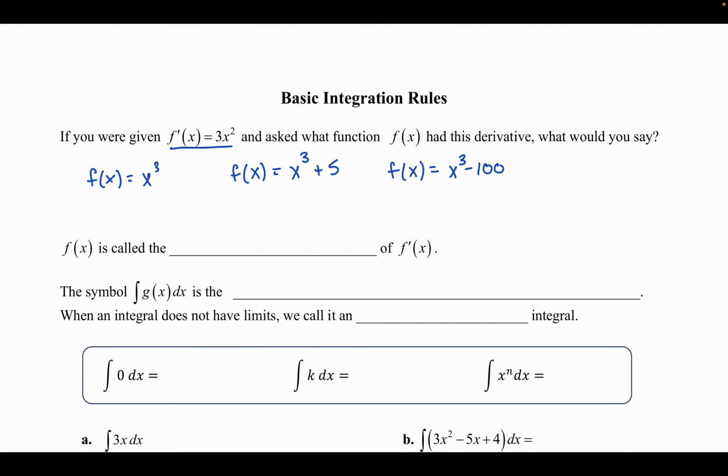So in reality, f of x could be anything: x cubed plus some constant. f of x could be any x cubed plus some constant c. If you take the derivative of this, you will get 3x squared. So there's actually an infinite number of possibilities of what f could be. What we have here, this f of x, is called the antiderivative of f prime of x. Antiderivative. Derivative, okay.